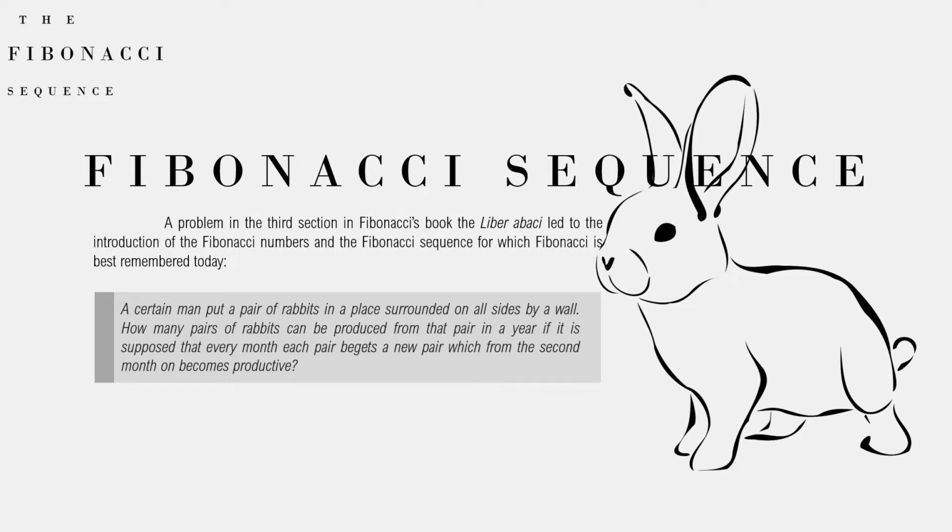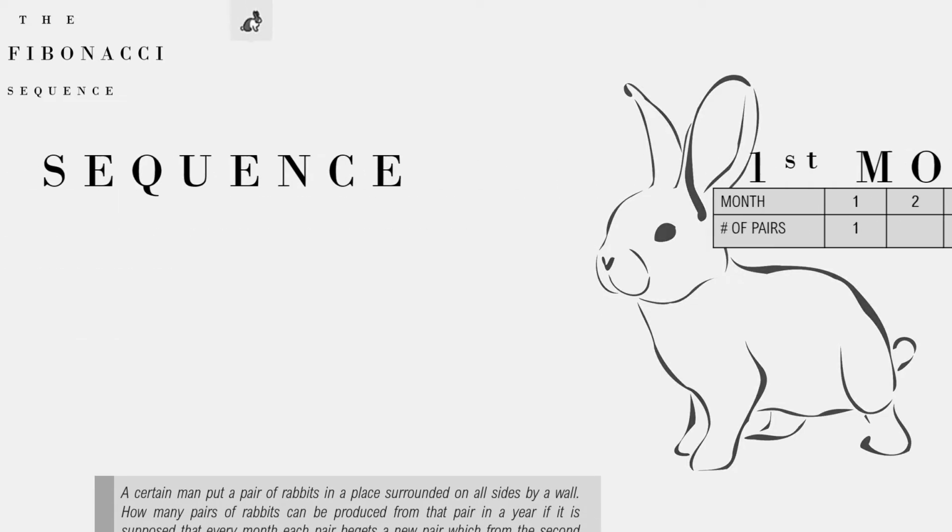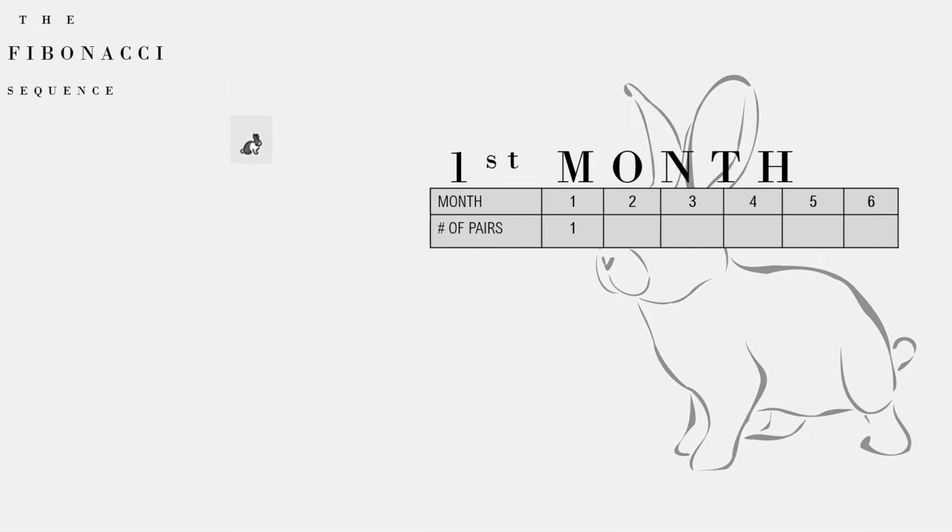In this problem, Fibonacci wants us to assume that the rabbits always produce one male and one female offspring. The rabbits can produce once every month, and they can produce once they are 1 month old, and the rabbits never die. Let's think in terms of how many pairs of rabbits are in the pen at the beginning of each month.